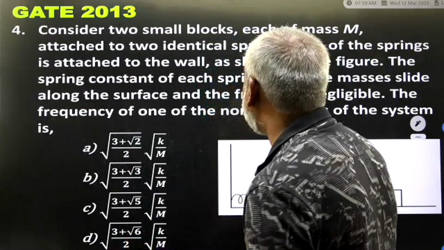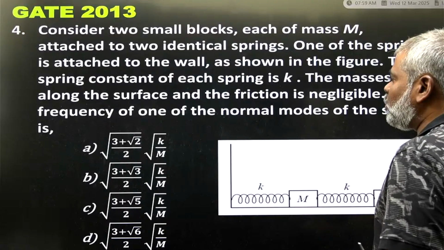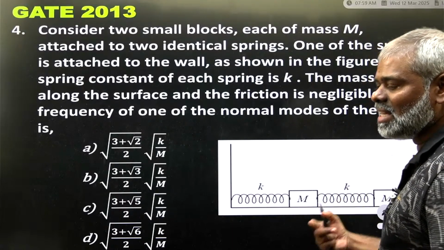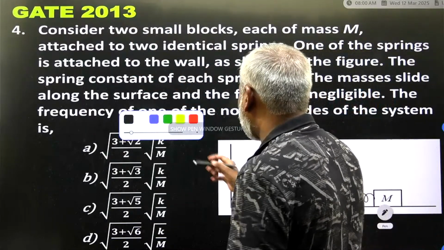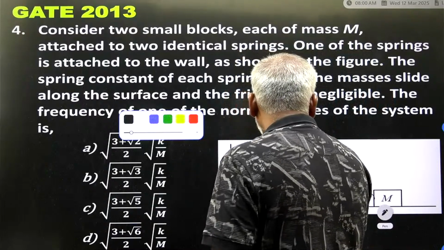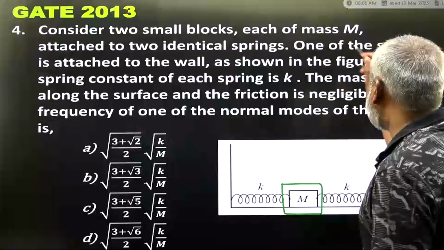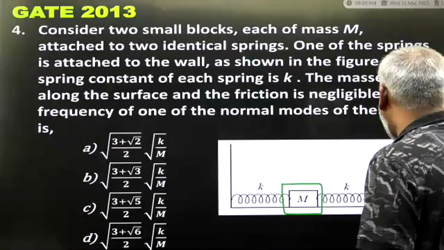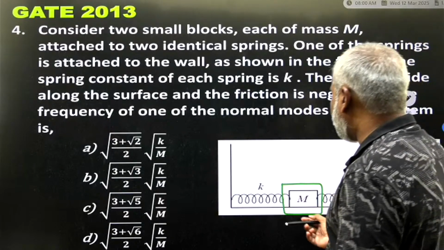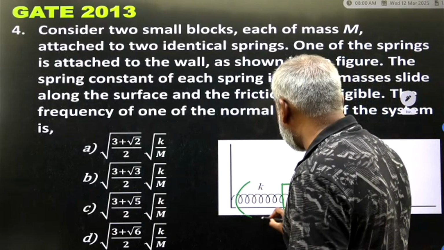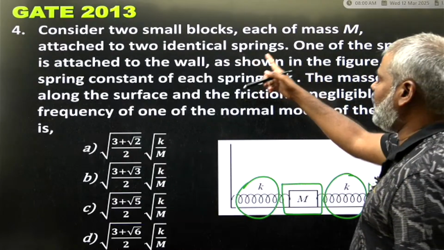Now, in GATE 2013, this question was asked. It is very simple. How we have to understand this question is very, very important. Consider two small blocks, each of mass m. You have to take each as m. This is one block, each of mass m, attached to two identical springs. The spring constant is k, and this one also has spring constant k.